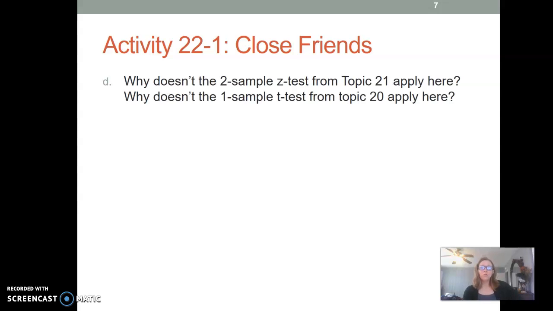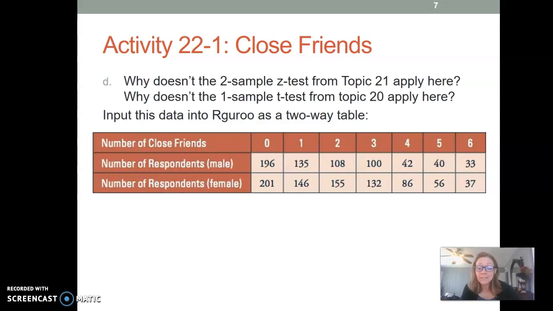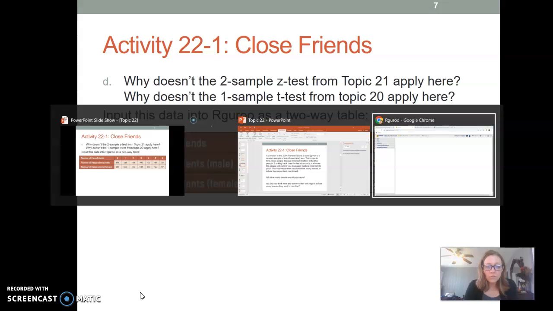Okay, so the 2 sample z-test that we did in topic 21 doesn't apply here because we're talking about a quantitative variable with means, not a proportion. Also, the 1 sample t-test from topic 20 doesn't apply here either, because I'm trying to compare 2 means, not just testing a hypothesis for 1 mean. So here's what we're going to do. We're going to input this data into our guru and look at the stats there. Let me show you how to do that.